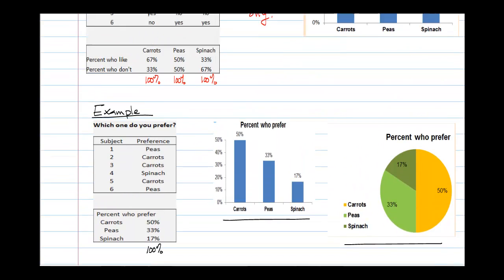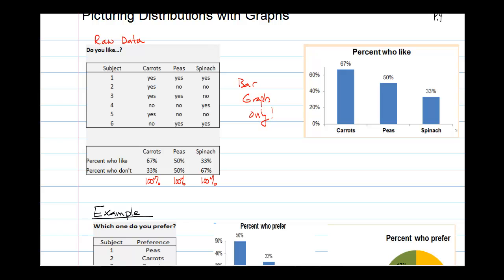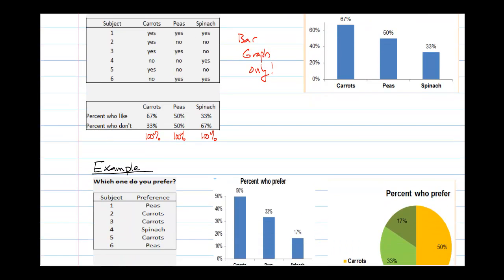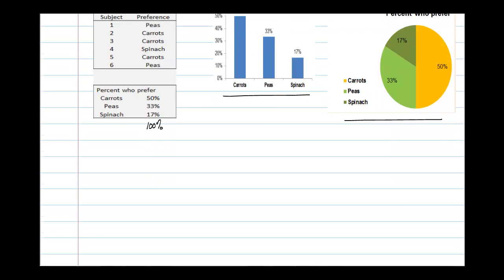So the difference here is in this first case, the first table shows the answers to 3 separate questions. Do you like carrots? Do you like peas? And do you like spinach? We can use one bar graph to display all the results at once. We couldn't use a pie chart because there's more than one categorical variable here. So again, be careful with what you use to produce a pie chart because sometimes it doesn't make sense. Your data might not match the structure that's needed for a pie chart.